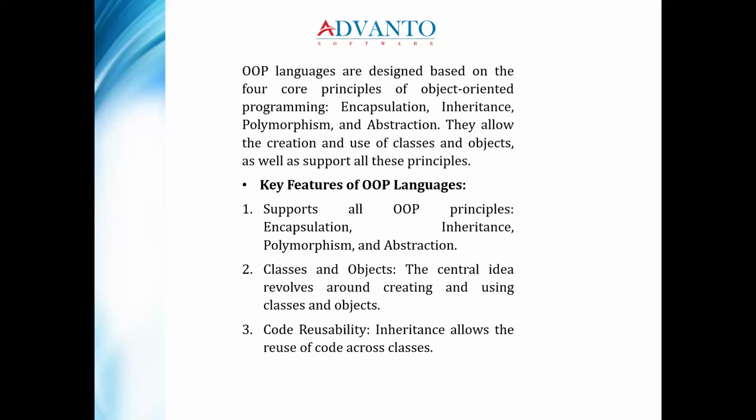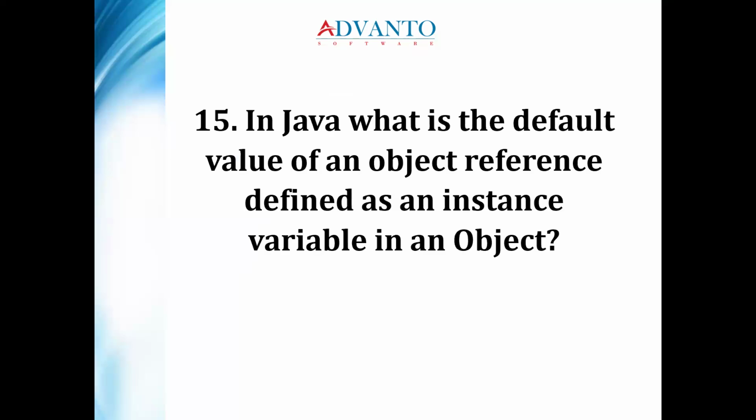The key features of OOPS language. The first point is it supports all OOPS principles: encapsulation, inheritance, polymorphism, and abstraction. Second, classes and objects. The central idea revolves around creating and using classes and objects. Third point is code reusability. Inheritance allows the reuse of code across classes.